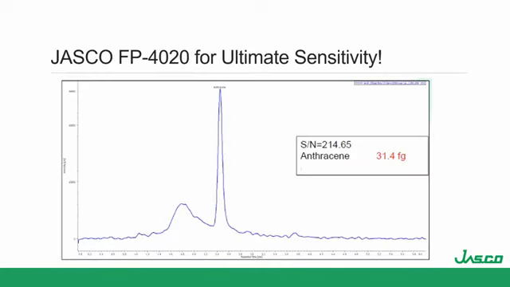So just to give you an idea of what kind of levels we're talking about, Jasco offers two fluorescence detectors for HPLCs and SFCs. This is our more sensitive one, the FP4020. This is Anthracene at 31.4 femtograms on column, achieved with a signal to noise of about 215.